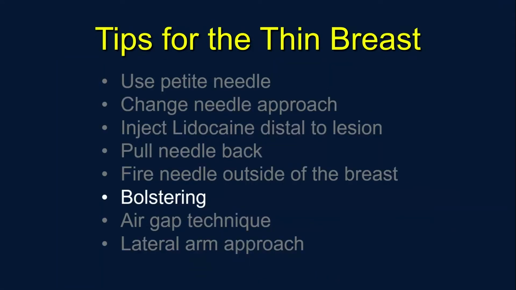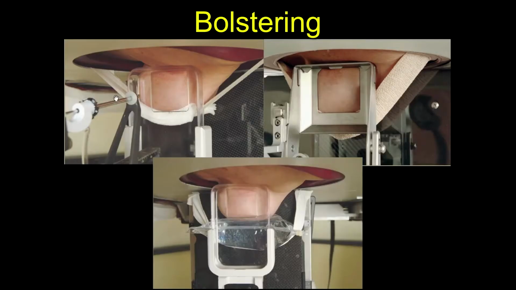Another method is called bolstering. Bolstering is to apply opposing pressure opposite of the compression direction, from the nipple up. It's the same concept as push-up bras. So you can accomplish it either with a stack of 4x4s and surgical tape, or you can use an IV bag, suspended, or you can use an Ace bandage. And that increases the breast thickness to allow you to biopsy.